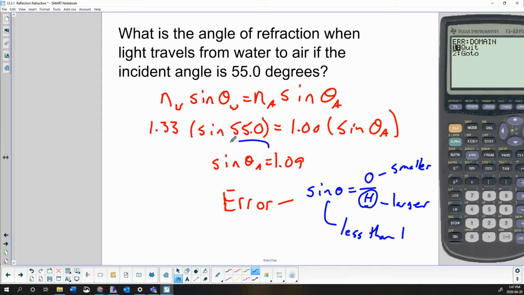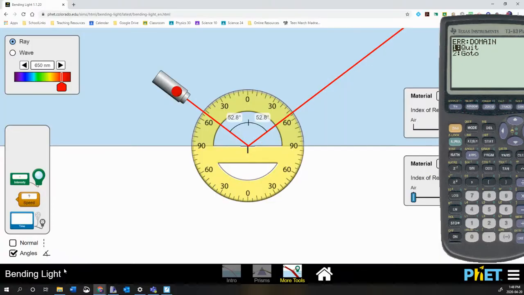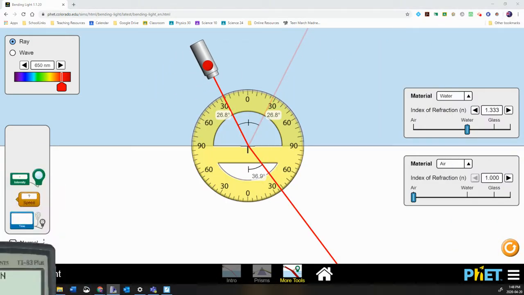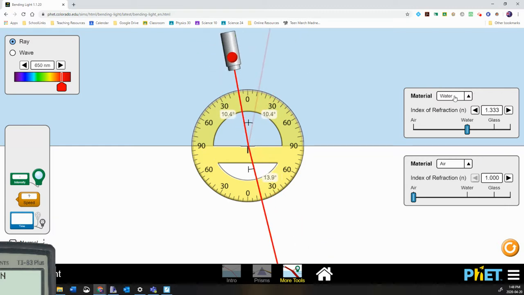So what we have here is an impossible situation, one in which you can't have light at an angle of 55 degrees in the water going into the air. But you might ask, what happens if you try that? Well, let's try it out. So I have here a simulation. Let's move my calculator out of the way. Take a look at the simulation now. So I've set up exactly the scenario we talked about.